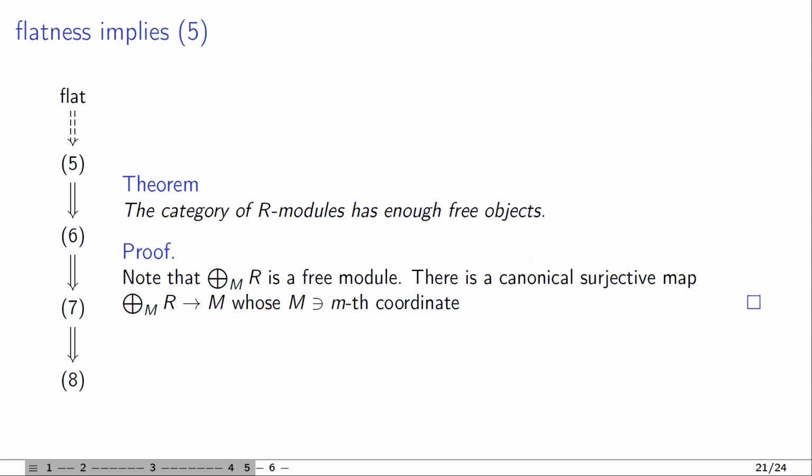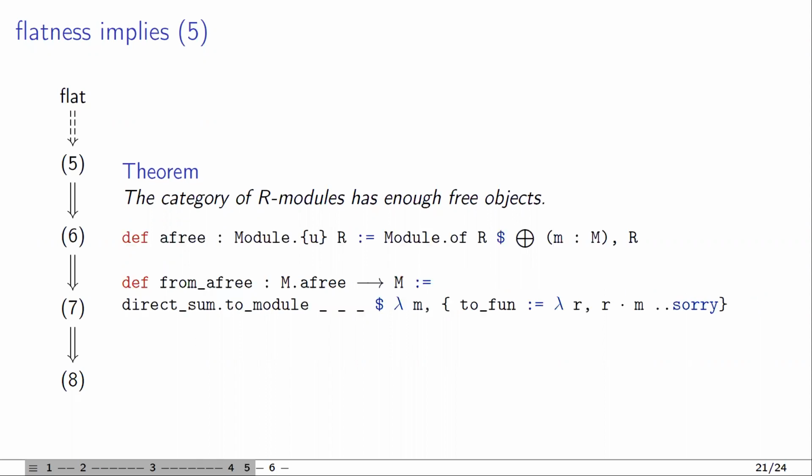Whose M's coordinate is sending R to R times M. The implementation is, so this free is short for the associated free module, which is just M copies of R, and from a free module it's just the linear map whose M's coordinate is R times M.